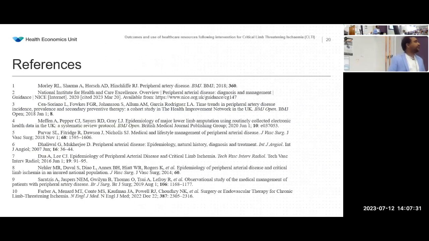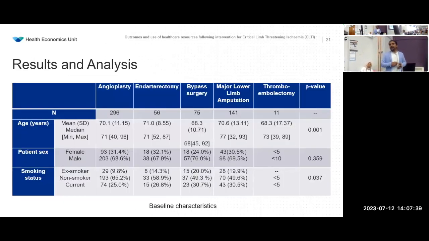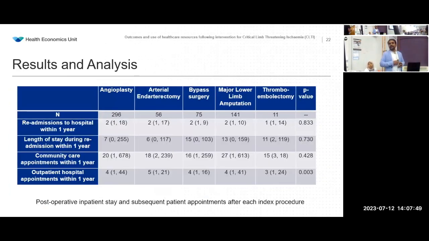These are a few of the references which we followed while doing our analysis. And these are the further results: the baseline characteristics related to the different procedure types, and the cost and length of stay for the outpatients.